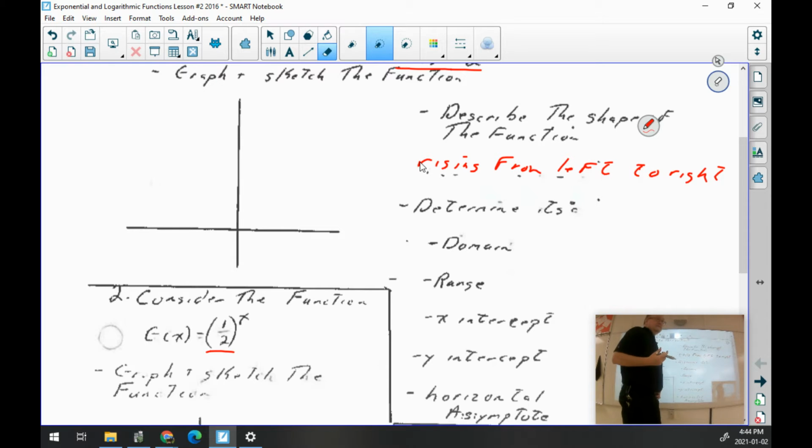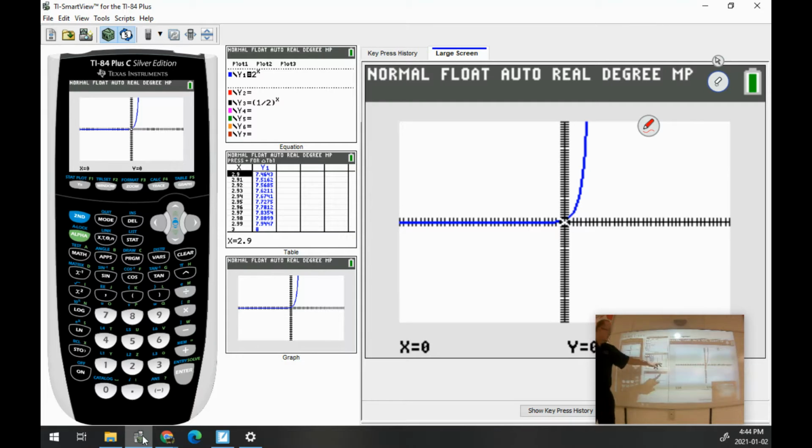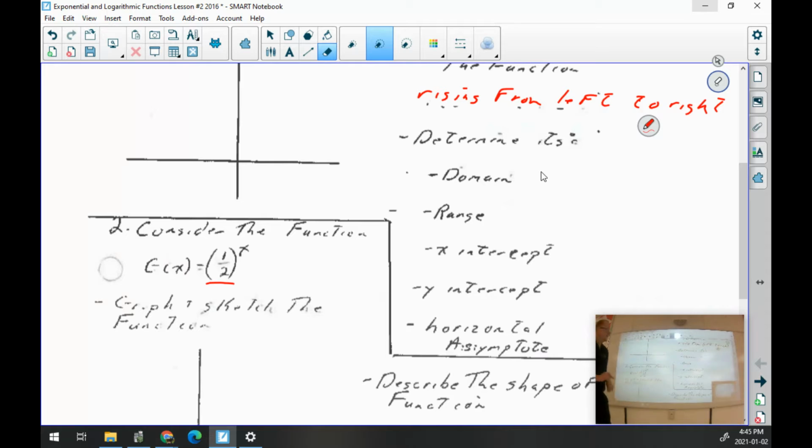We have a domain. Well, it's hard to tell from that graph, but it looked like it was continuing all the way to the right, and I guess I could check to see if it continues all the way to the left. It doesn't ever look like it's stopping, and if you were to trace, there are no gaps anywhere in this graph. So the domain of this exponential function is all real values, which I'll write as negative infinity to infinity.